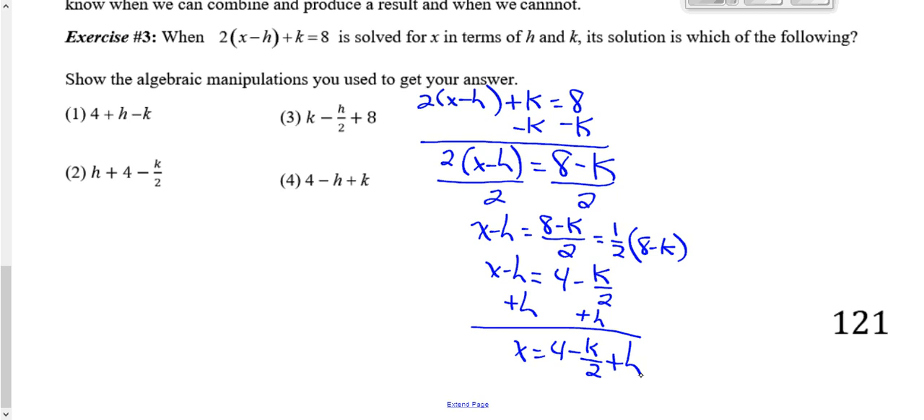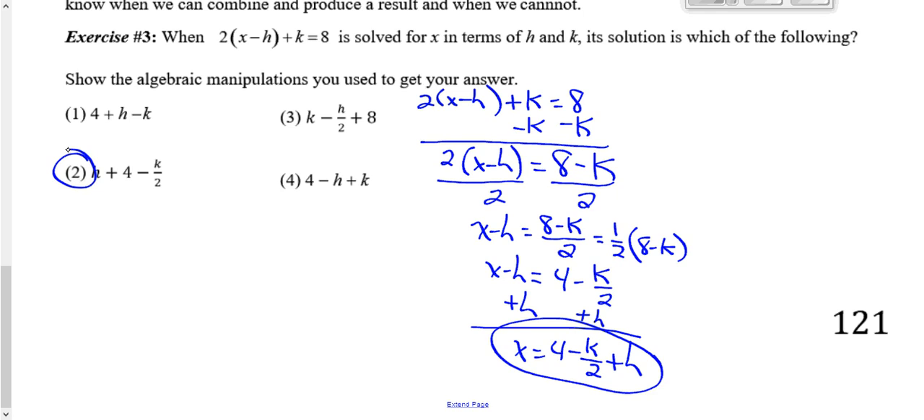Well, it may be that they have things in a different order. Which choice would that be? h plus 4 minus k over 2. Yeah, they just used the commutative property, right? Or maybe they solved it slightly differently. So you get the idea with this: dividing by 2, and you could then just divide each of the 8 and the k by 2.